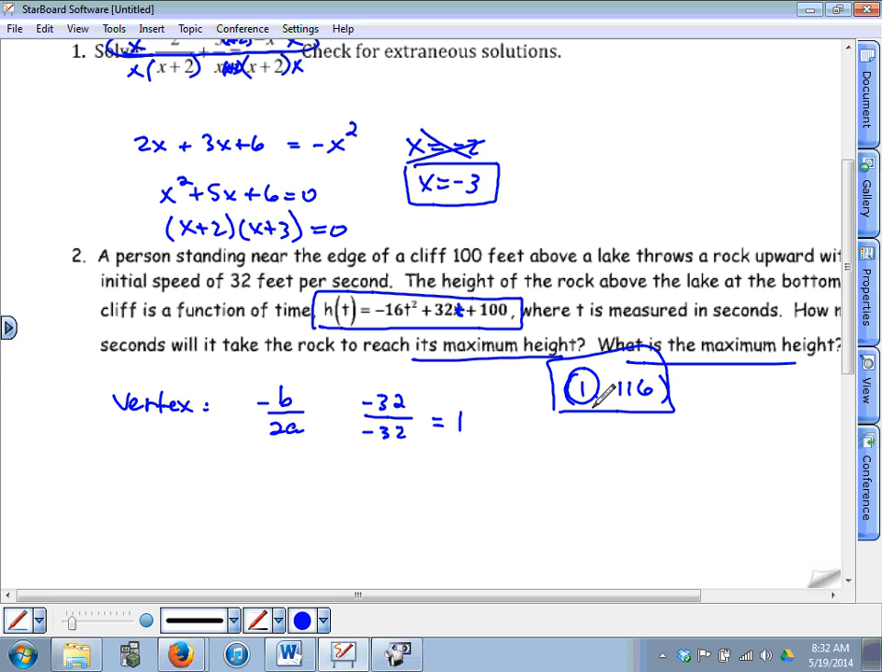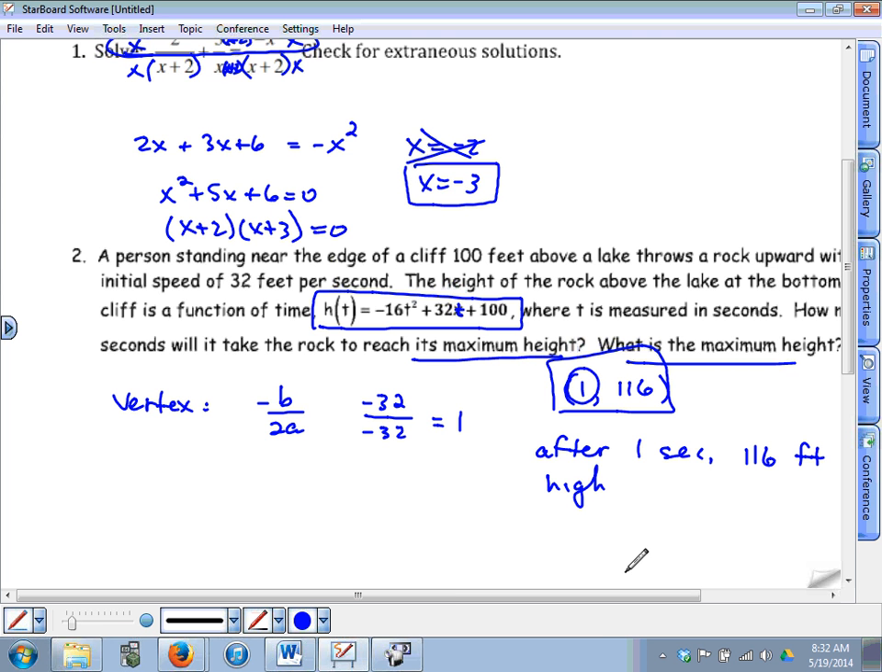What does it mean? Which one is which? The 1 is x, or in this case, it's not really x, it's t. So after 1 second, it is 116 feet. That doesn't take into account the guy's height or anything. It's just after 1 second, 116 feet. 116 feet high.